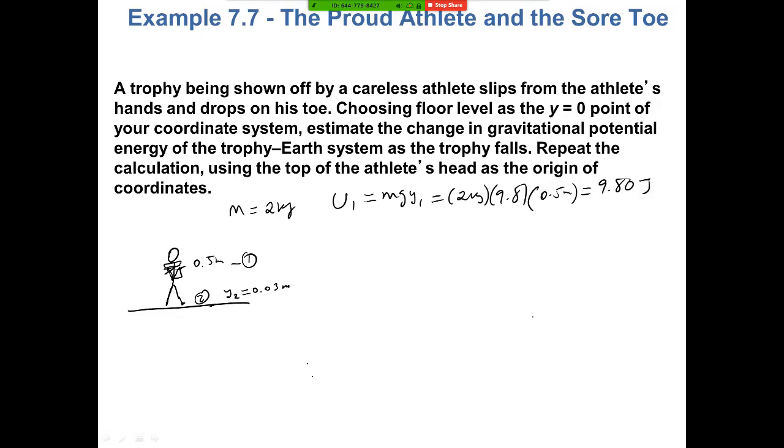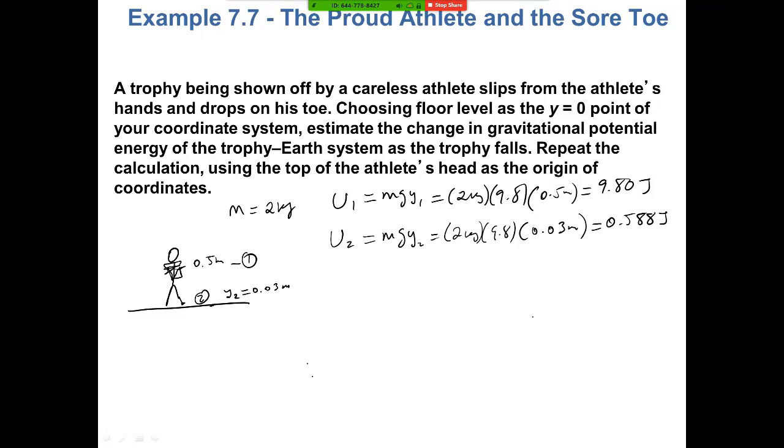That means I can calculate the potential energy at point 2 as mgy2. So 2 kilograms times 9.8 times 0.03 meters. So 3 centimeters basically above the ground. That's where the toe is. If you calculate, I'm going to get 0.588 joules.